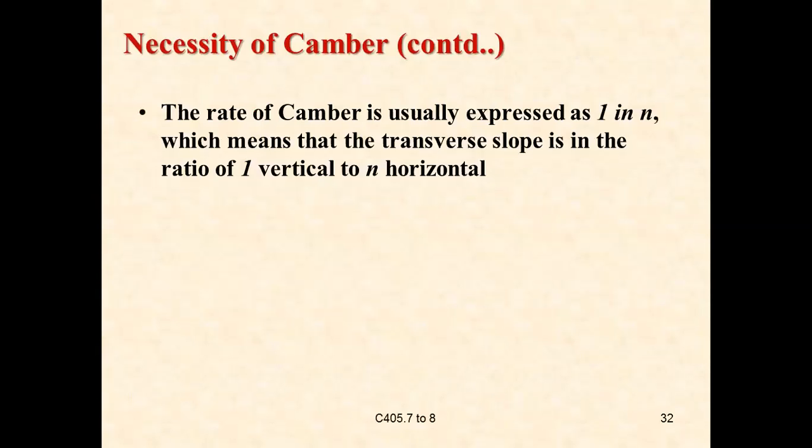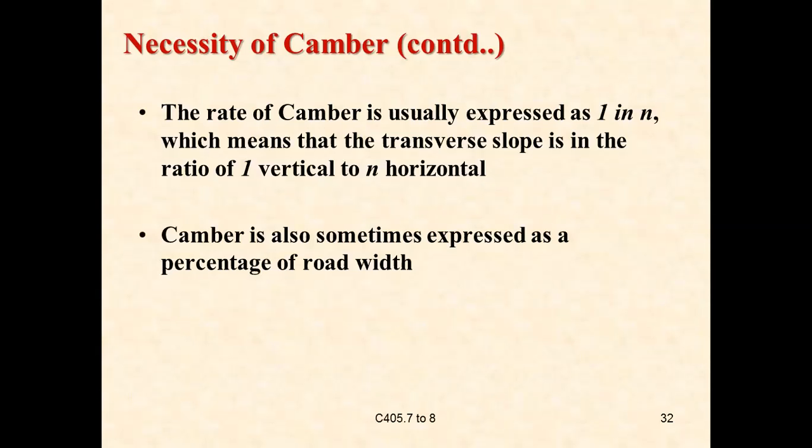So how are we going to express the camber? The rate of camber is usually expressed as 1 in n, which means the transverse slope in the ratio of 1 vertical to n horizontal. The horizontal dimension is effectively infinite, which is why we call it n. The vertical distance is 1 because it is the unit. The vertical distance does not change, but the horizontal distance, the length of the road, is infinite. So n is the horizontal and 1 is the vertical. We express the slope we provide with respect to the horizontal as 1 in n.